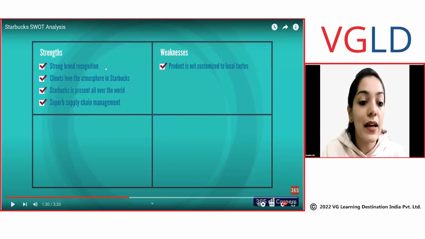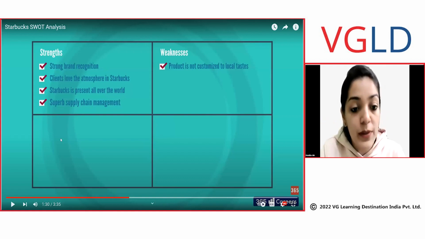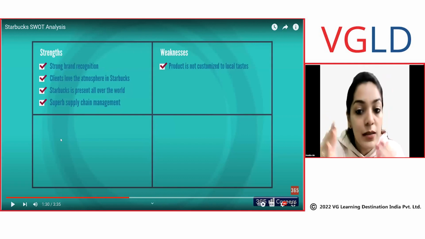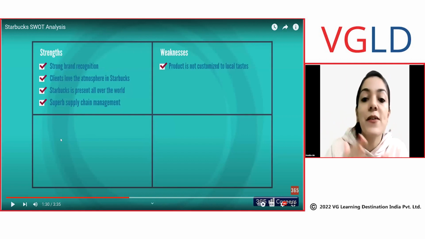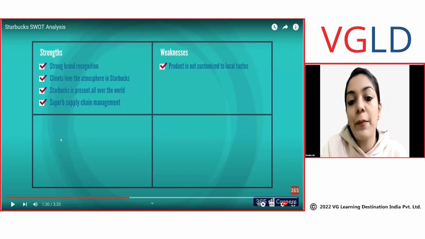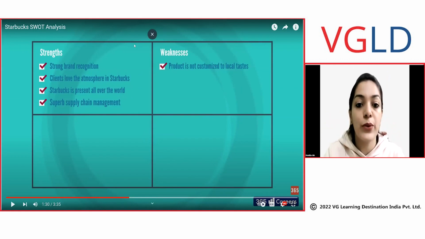So you will see that they have given out the strengths like brand recognition. Clients, your customers who come to Starbucks, love the atmosphere of Starbucks. So that is internal, right? Customers are internal to the company. Similarly, now they're going to list the weaknesses. You will realize that strengths and weaknesses, that is S and W, are internal to the company, whereas opportunities and threats are external to the company. Do follow the example properly. It will give you a lot of insight and a real world example, right? So it's going to be helpful. Have a look.